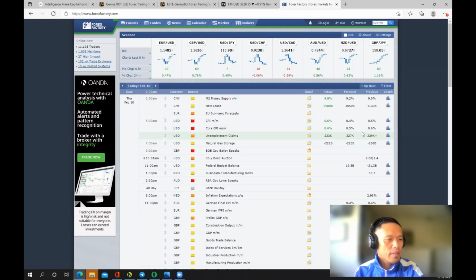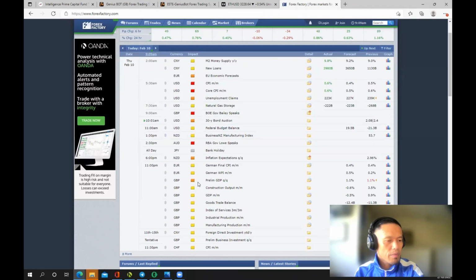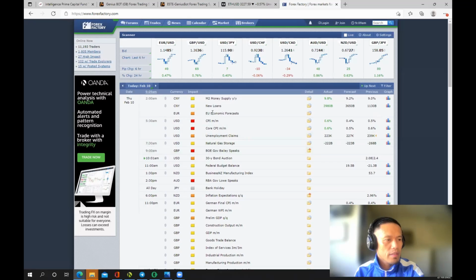And then at 10 o'clock, we have a 30-year bond auction later on today at 2:30 Pacific Standard Time, which is 5:30 Eastern Standard Time. Got RBA Governor Lowe going to speak in Australia for the Australian currency. Then you'll have Saturn preliminary GDP tonight, a lot of low impact news, and then German final CPI, which is also low impact news. All right, so that's basically it. So let's see how core CPI and CPI affected the markets.